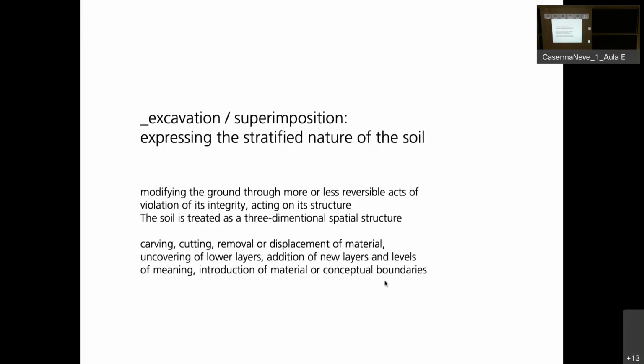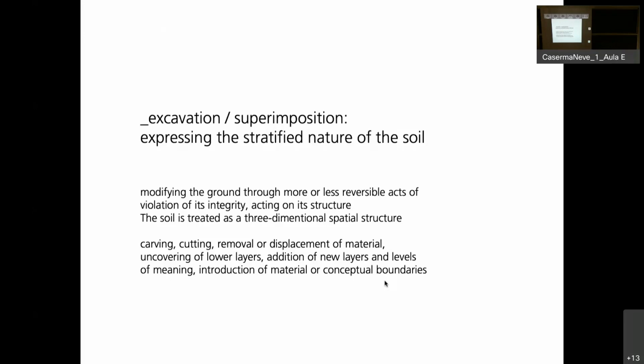So while in the first collection of examples, the soil was treated, you remember I said, as the surface of a canvas or the pages of a book, something which you can write upon. Here, the soil is treated as a sort of three-dimensional spatial structure, something that you can intervene in as a spatial structure itself. So which are the operations involved? Carving, cutting, removal or displacement of material, uncovering of lower layers, addition of new layers and levels of meaning, introduction of material or conceptual boundaries, etc.